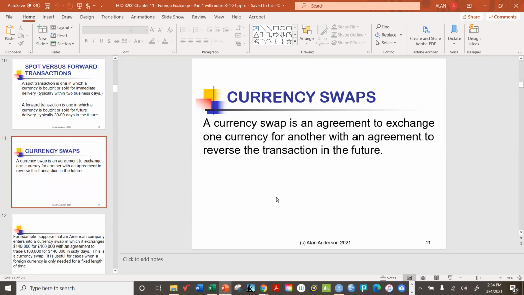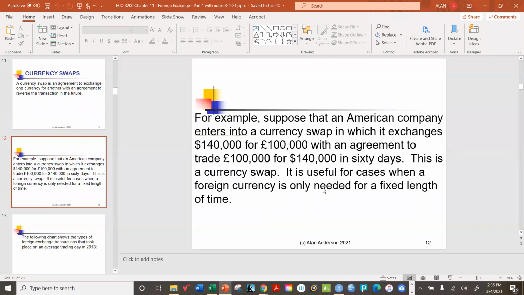A currency swap is a combination of both a spot and a forward transaction, where a currency is bought or sold today with an agreement to undo that transaction in the future. So if, for example, we agree to buy pounds today, we may also simultaneously agree to sell pounds in the future at a price that's determined in the contract. We call this a currency swap.